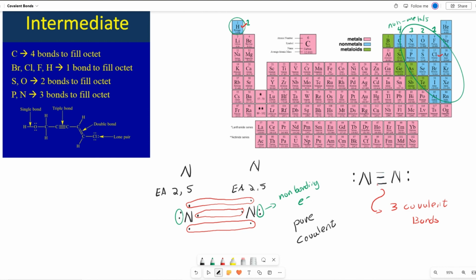Organic compounds can have single bonds, like we saw in hydrogen and chlorine, double bonds, or, as we see here in this example, triple bonds.